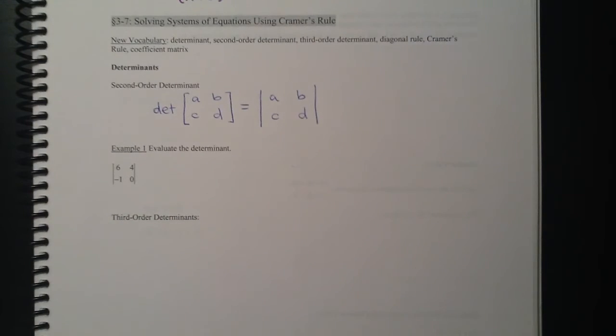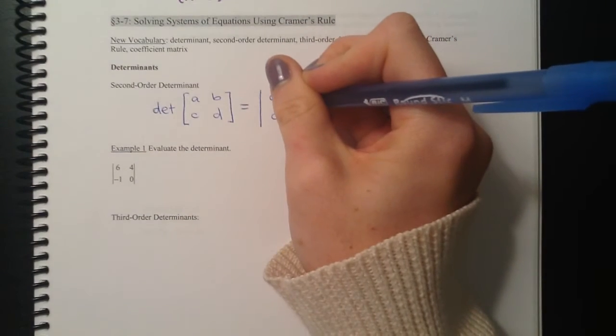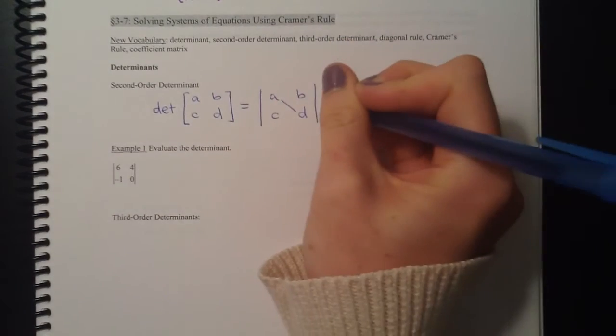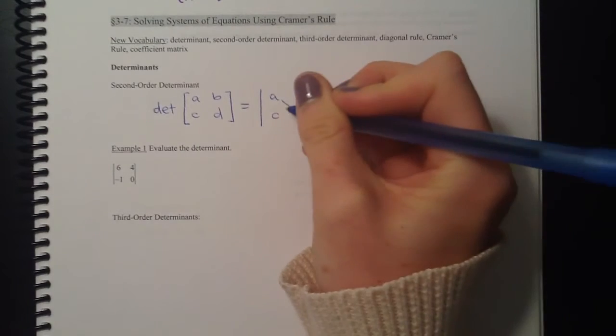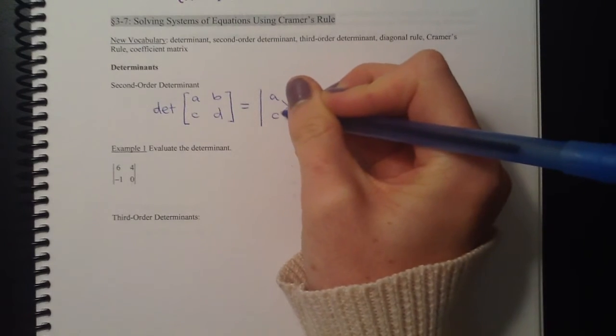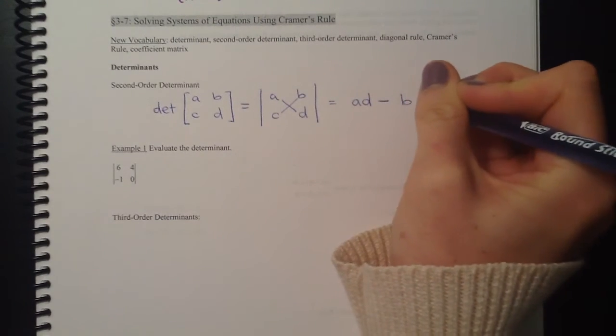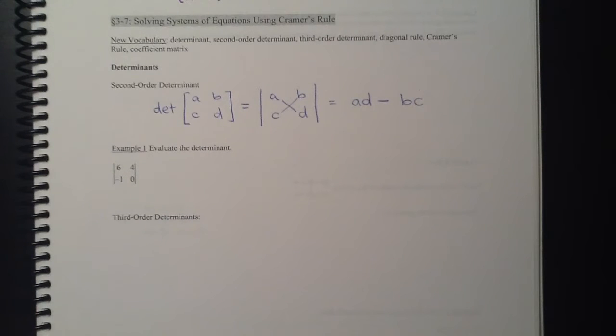So the way we take the determinant is we cross multiply top left to bottom right. So cross multiply the A times D and then subtract the other product, this, B times C. All right, so that is how we do the second order determinant. So you're just cross multiplying and subtracting.